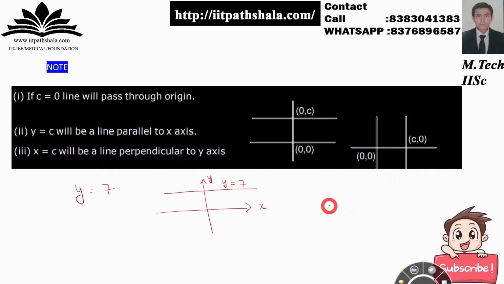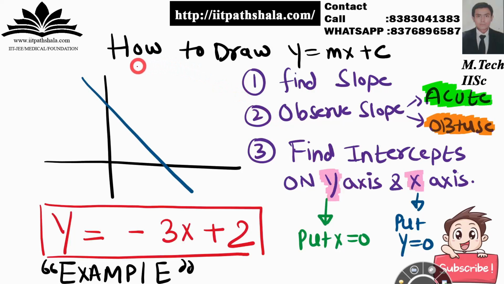Now let us see how to draw y equal to mx plus c. First, three points to be noted: first you have to find the slope. Then observe your slope, whether it is acute or obtuse. Let us have the following example: y equal to minus 3x plus 2. As you can see, my slope is negative over here. So I can certainly say that my slope is negative, so the angle will be obtuse itself. Fine with that? Then you have to find the intercepts.